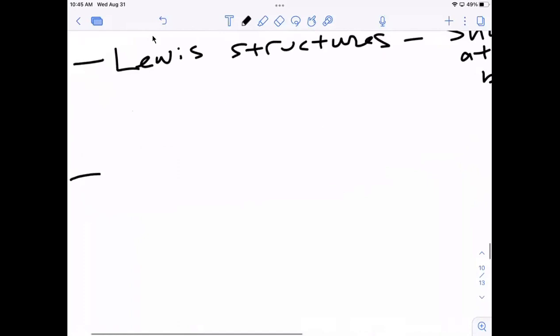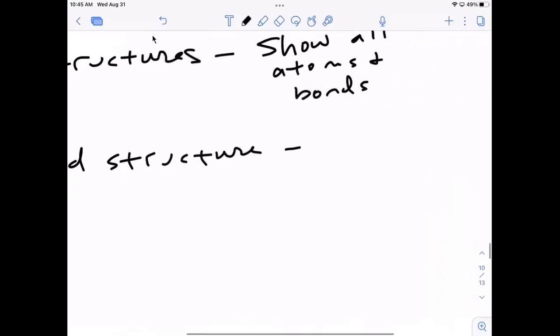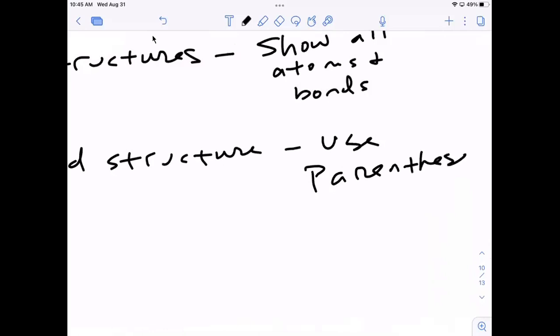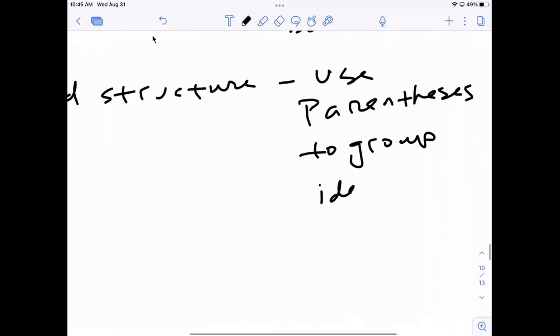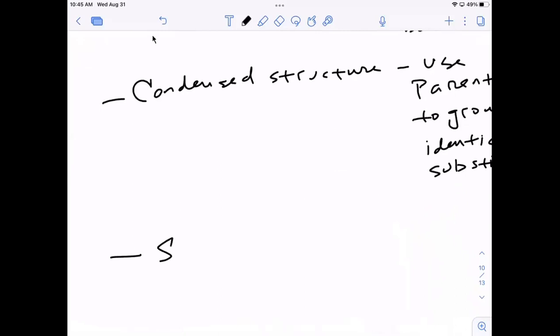You can do a condensed structure where you use parentheses to group up identical functional groups. I'll just say identical substituents. Or you can do what's called a skeletal form. This is the easiest to draw, but the hardest to read initially.